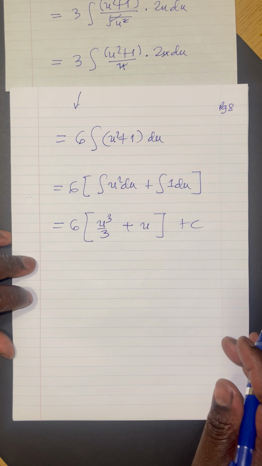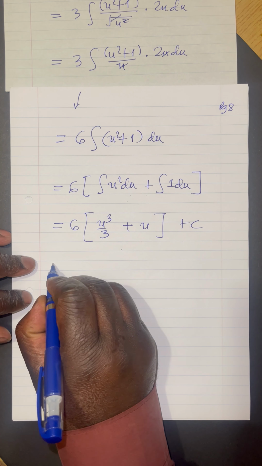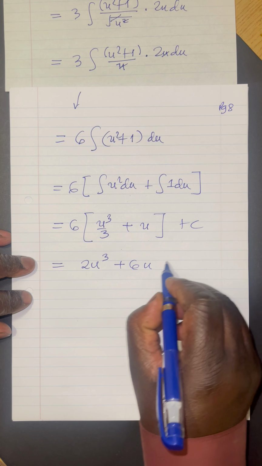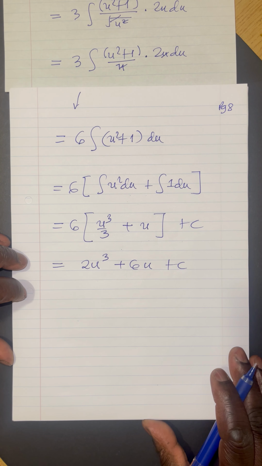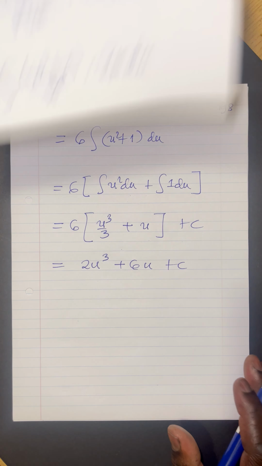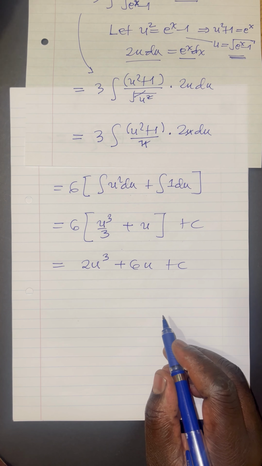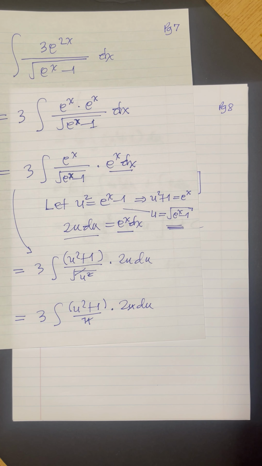Removing brackets, you'll agree with me that this is just going to be 2u cubed plus 6u, and then plus c. Now, what is u? Well, I told you we would need the expression for u. It's just the square root of e to the power x minus 1. So I'm going to have, and by the way, this one here, you can also rewrite.